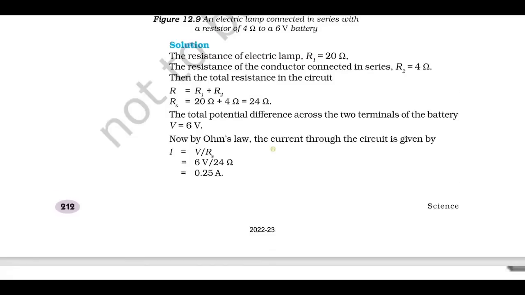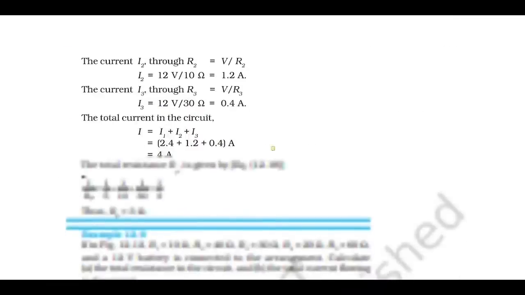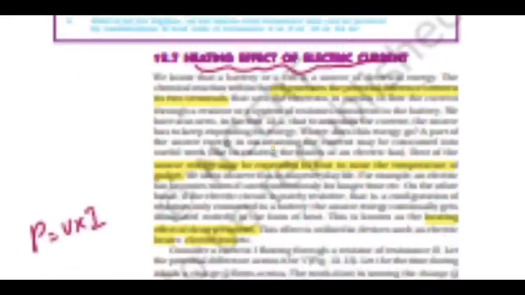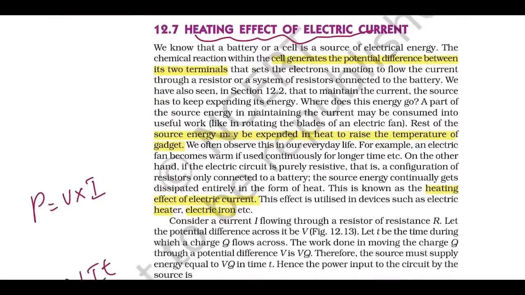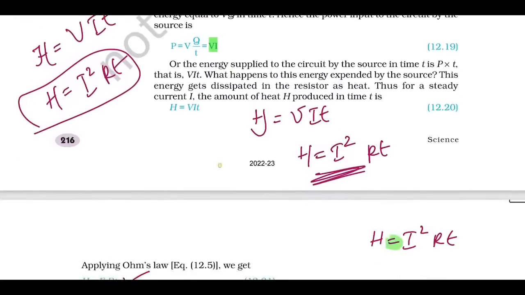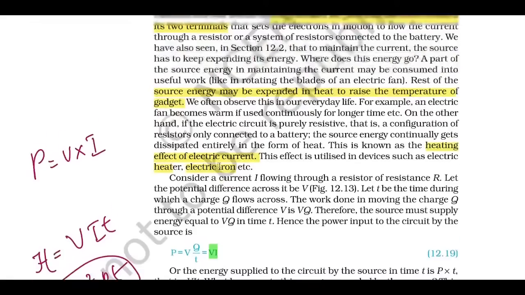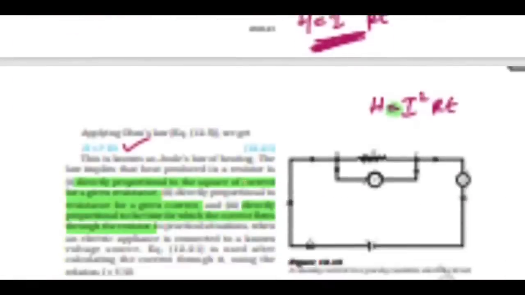Based on this, we can expect a 2 mark problem. Then the concept of the heating effect of electric current. What is the power input? Power input is P equals V into I. Some appliances work on the concept of the heating effect of electric current.